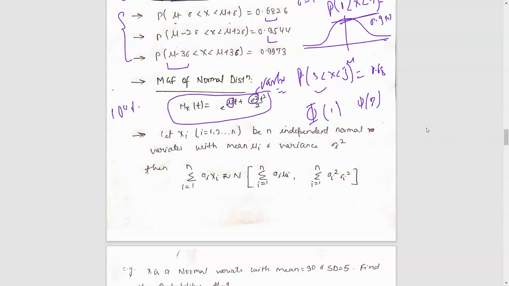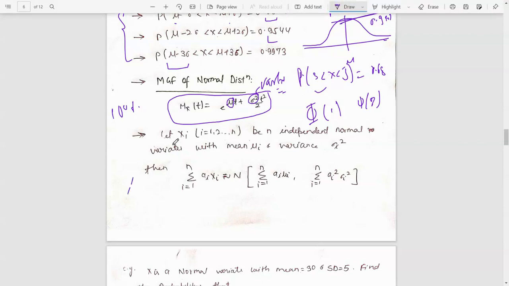And there is something called the additive property. Additive property means that if you have n random variables xi which are independent normal distributions, then consider the distribution of the sum over i from 1 to n of ai xi. Ai xi means a1 x1 plus a2 x2 plus dot dot plus an xn.